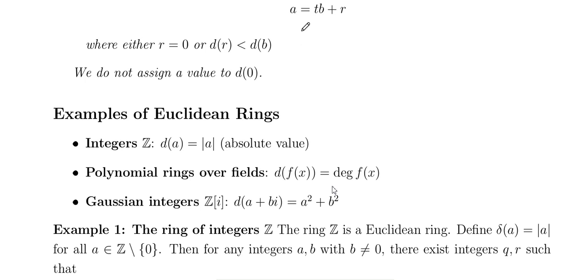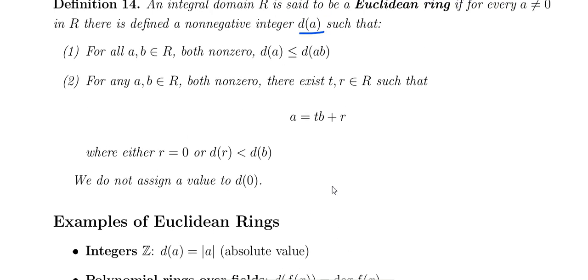So for example, the set of integers, defined like that, d of a equal to the absolute value of a. So try to satisfy these conditions. This is the integral domain, the set of integers. d of a equal to mod a, and mod a is less than or equal to mod of ab for every element a, b belonging to R. When you define R as the set of integers Z, there exist t, r belonging to Z such that a equals tb plus r for every integer.